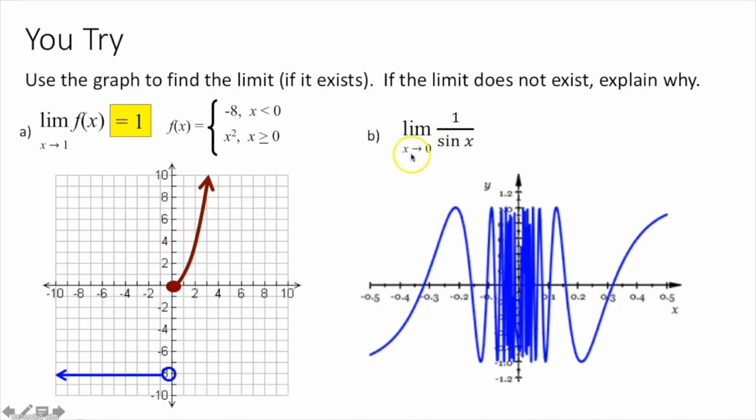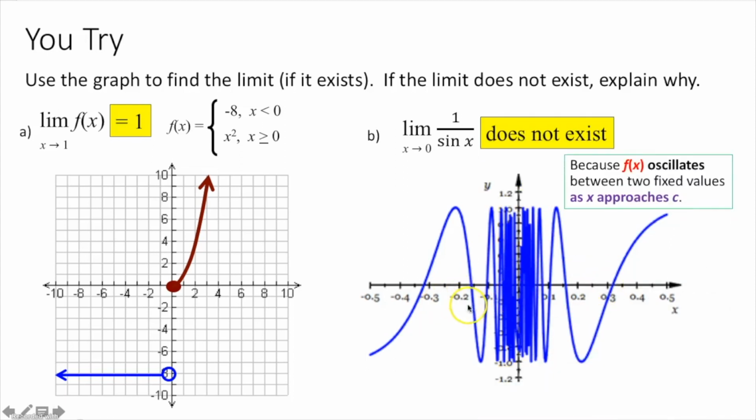Now the limit as x approaches 0 of 1 over sine x, we talked about this earlier, because this function oscillates between 1 and -1 as x approaches 0 from the left and the right, you could say that this limit does not exist. And again, because your function oscillates back and forth between 1 and -1 as x approaches 0.